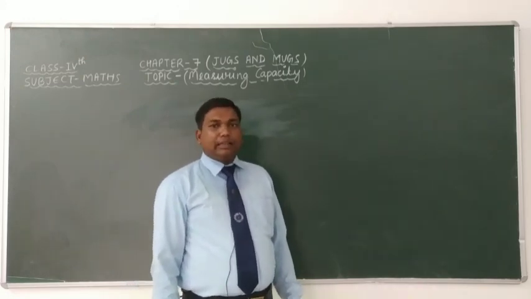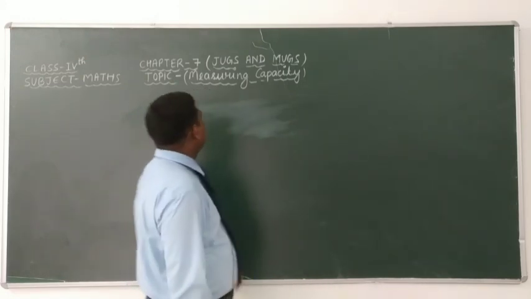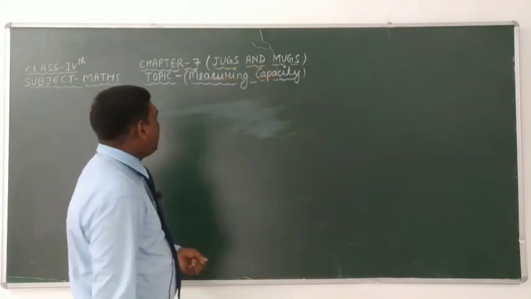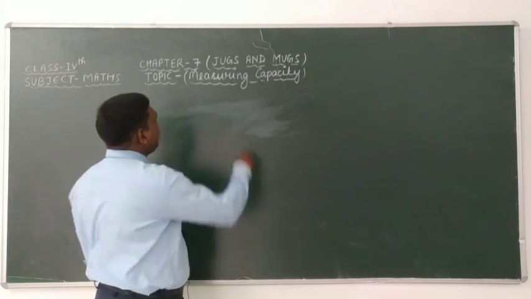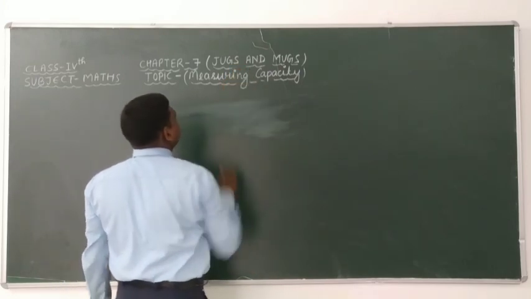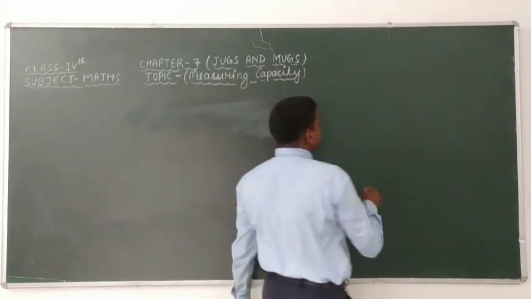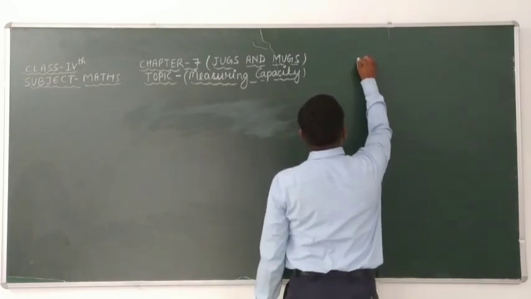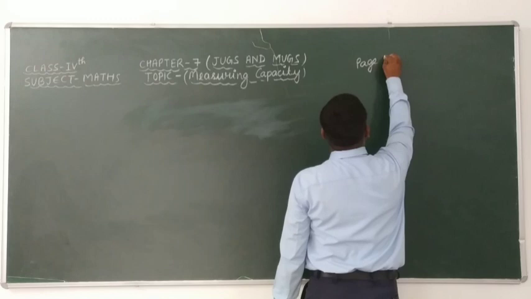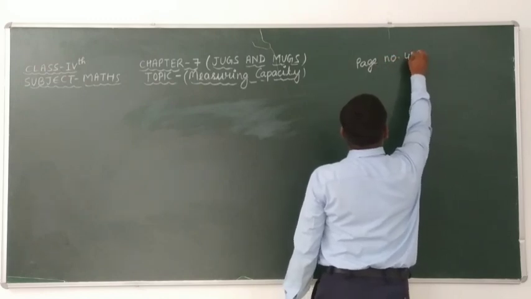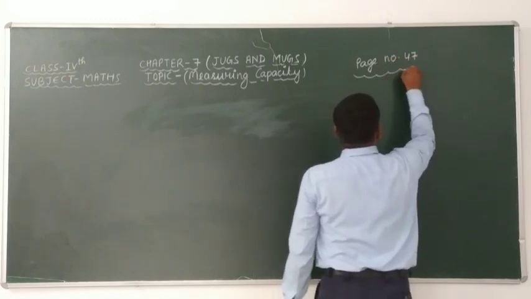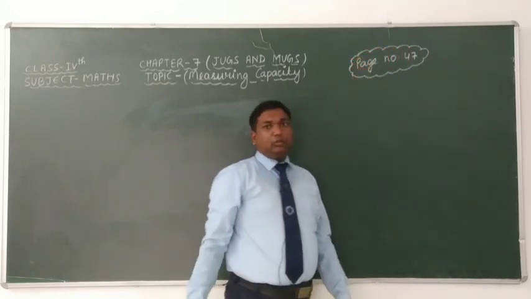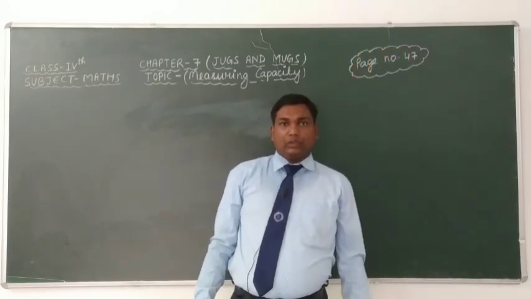Today I am going to teach you about chapter 7, Jugs and Mugs. Okay students, and today's topic is measuring capacity. Dear students, please open page number 47. Dear students, you know about capacity. Look at here carefully.